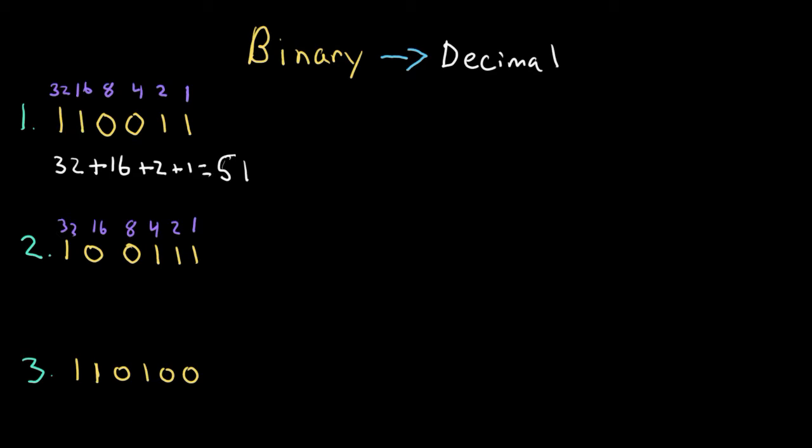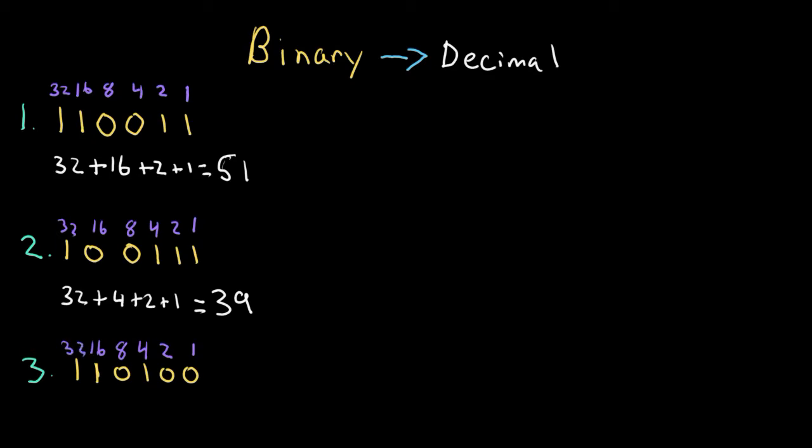Again, we're going to add up each one, not zeros, just the ones. So we're going to go 32 plus skip 16, skip 8, plus 4, plus 2, plus 1. And that equals 39. Now we're going to start with problem number 3. Again, we're going to write out 1, 2, 4, 8, 16, and 32.